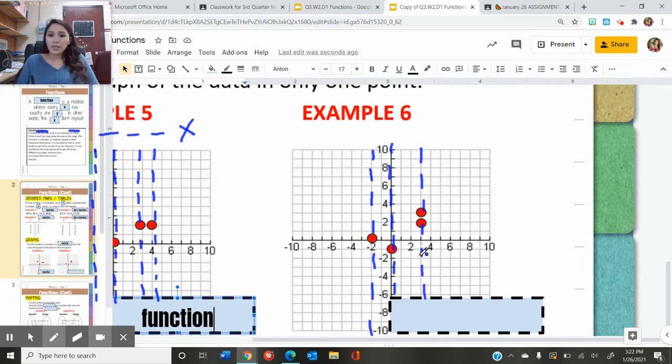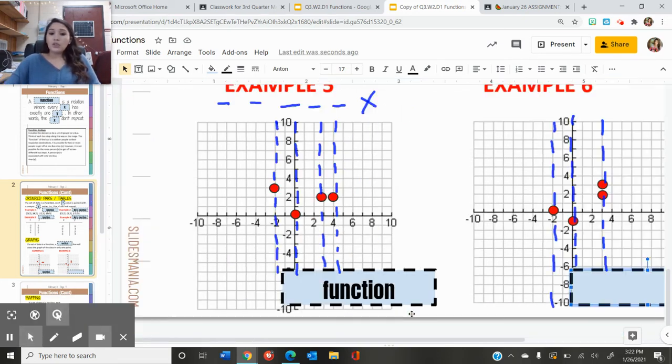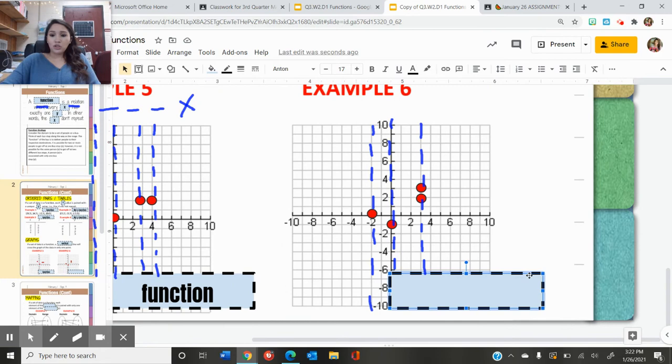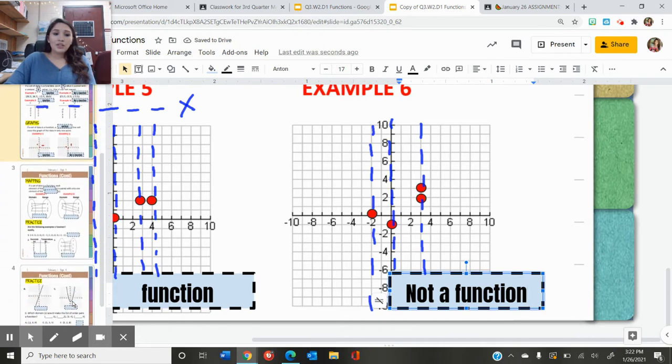but if I look here, whenever I do the vertical line test over these 2 points, they go through the same line, which means this failed our vertical line test, which means that this cannot be a function. So this is not a function. Okay, so that was graphs. Let's go ahead and look at our next category, which we call mappings.